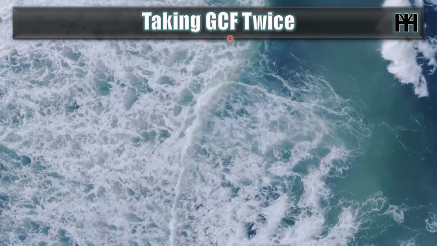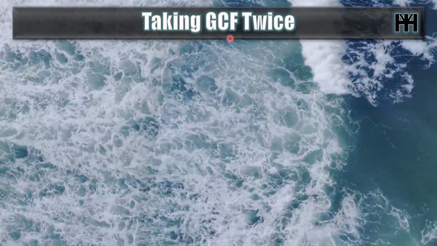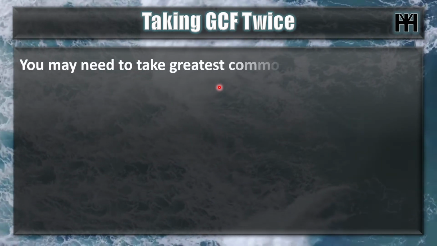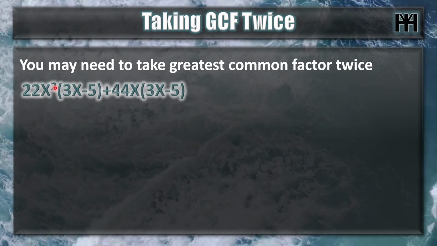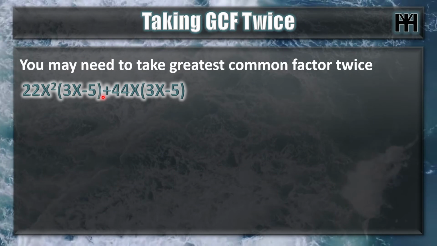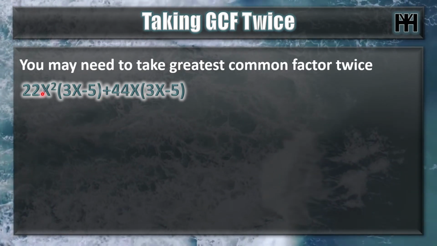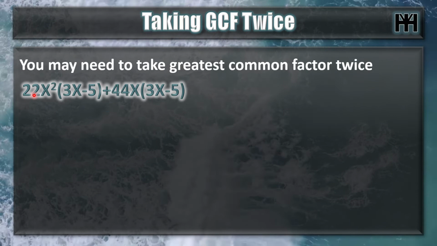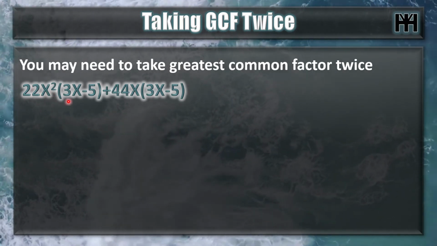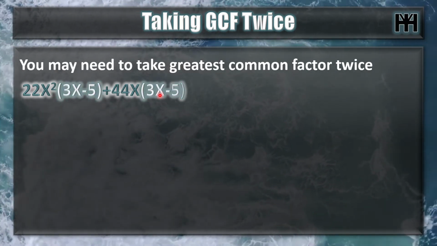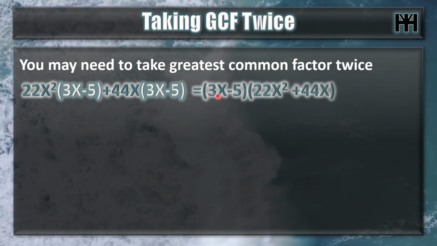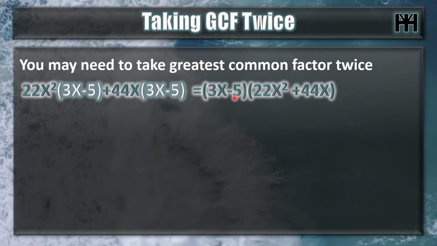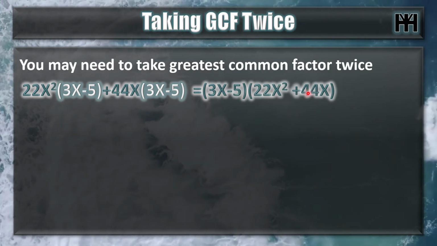Taking GCF twice. We will take the greatest common factor twice. Okay, you may need to take the greatest common factor twice. Okay, we have 22x squared multiplied by 3x minus 5 plus 44x multiplied by 3x minus 5. We can take the common factor here. We can take 22x as a common factor, or 3x minus 5 as a common factor. So we have 3x minus 5 multiplied by 22x squared plus 44x.